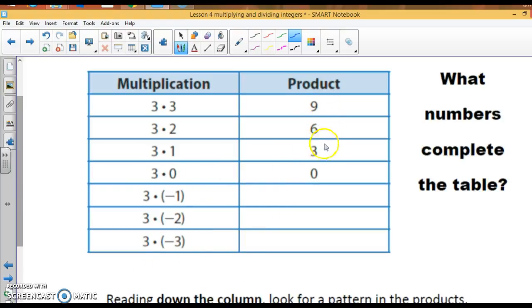Let's look at the pattern over here. What's happening? Aren't we subtracting 3? So 0 minus 3 will be negative 3. If I subtract 3 from that, I get negative 6. If I subtract 3 from that, I get negative 9. That's our pattern. Let's look at what we did here. Positive times a positive for these first 3 gives us a positive. A positive times a negative gives us a negative.